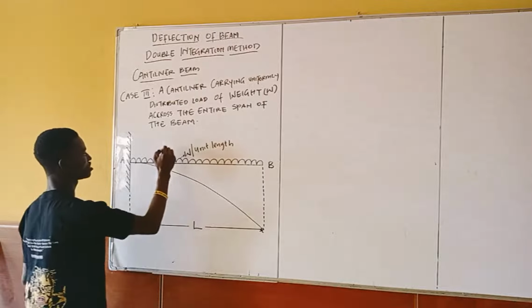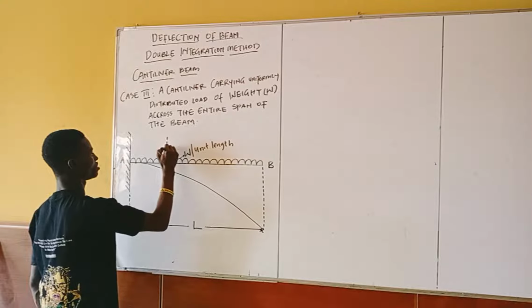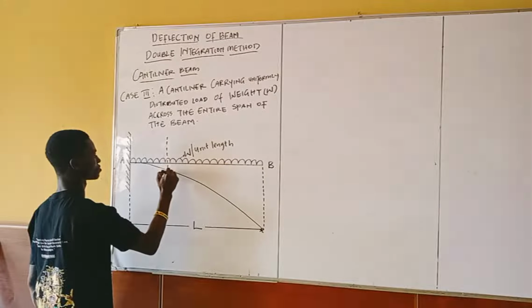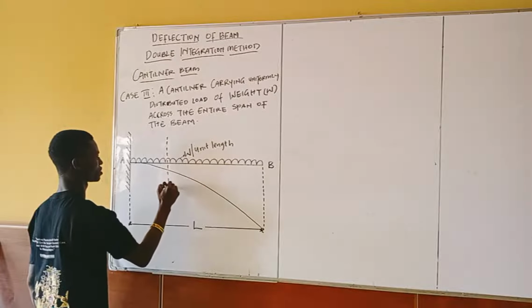Assuming that I'm sectioning this part, let me call this place section XX. From here to here it's a distance, and from this point to this free end is also a distance. But don't forget that the total length of the beam is L.